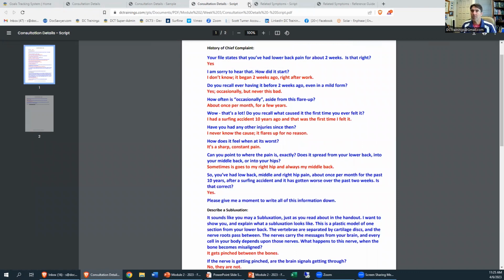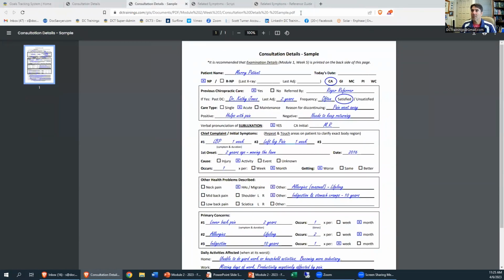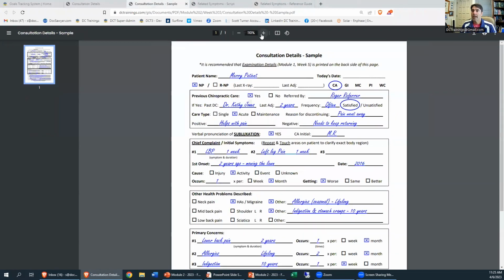But what I want to show you is this one here. This is the consultation details sample. And you saw on the PowerPoint, you saw this top glimpse here of a person's previous chiropractic care. Here's the flow of this, right? When the CA stepped out of the room, they filled in the patient name, they filled in this top line here, and that's basically it. Then, well, actually, it does previous chiropractic care and who referred them.